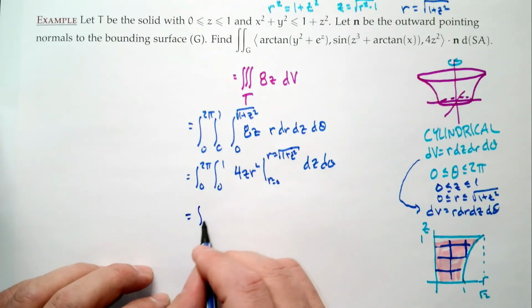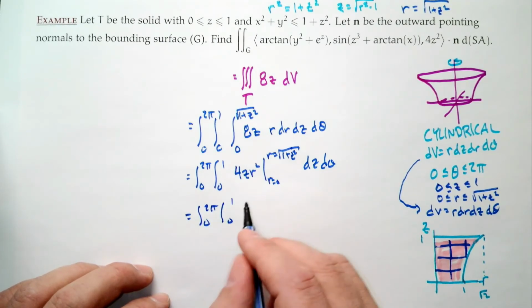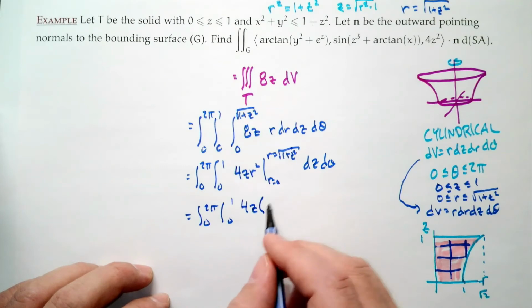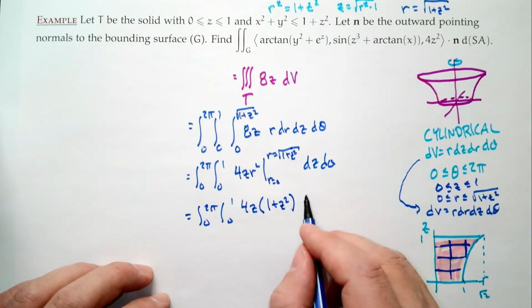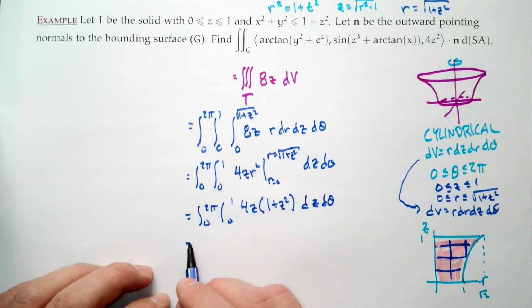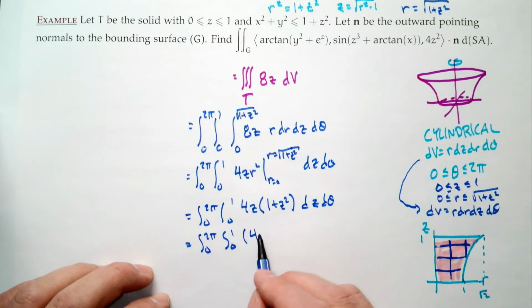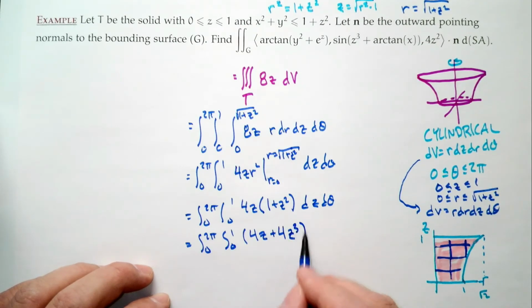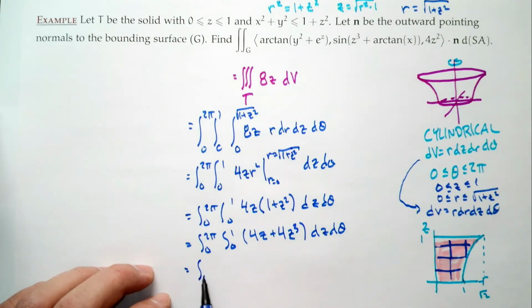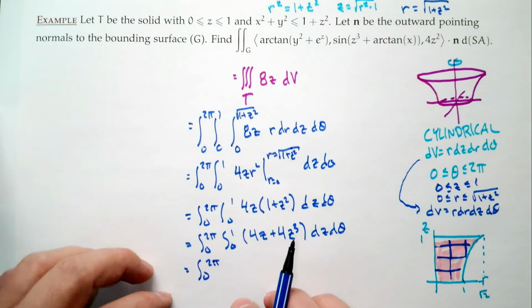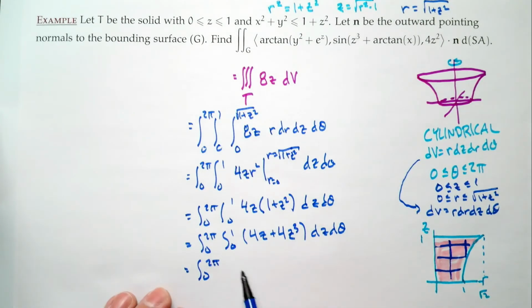So what does that tell us? Well, we get the integral from 0 to 2π, 0 to 1 of 4z times (1 plus z squared) dz dθ. And so to integrate that, we multiply the 4z through. So this is 4z plus 4z cubed, dz dθ. Now, that's not an unreasonable integral. So what's the integral of 4z plus 4z cubed? 2z squared and, yeah, z to the fourth, evaluated from 0 to 1.